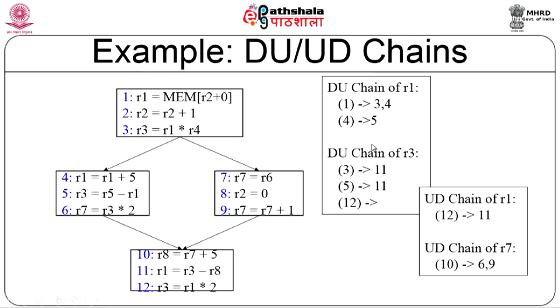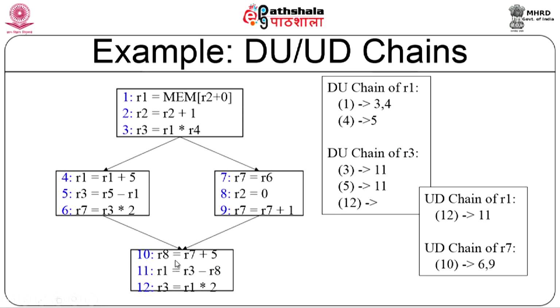Then on to the UD chain of R1, use definition. Wherever R1 is used, who has defined it? Now, look at the 12th statement: R3 is equal to R1 into 2. R1 is being used here, but this value of R1 is defined at this particular R1. That is what we call the use definition chain of R1.